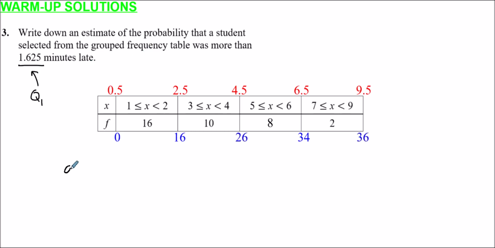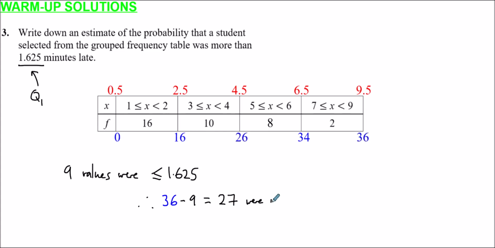So we can say that 9 values were 1.625 or less. So therefore, the estimate of how many of these were more than this will be the total number of values, which is 36, minus this 9, which is 27 students. So 27 were more than 1.625 minutes late.